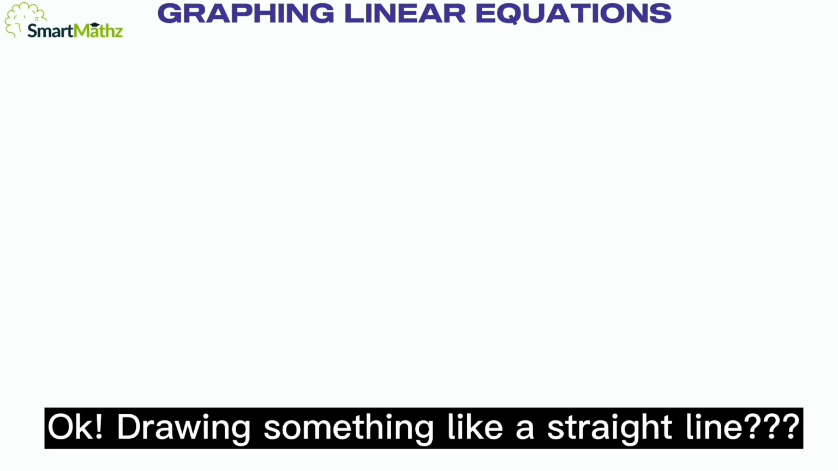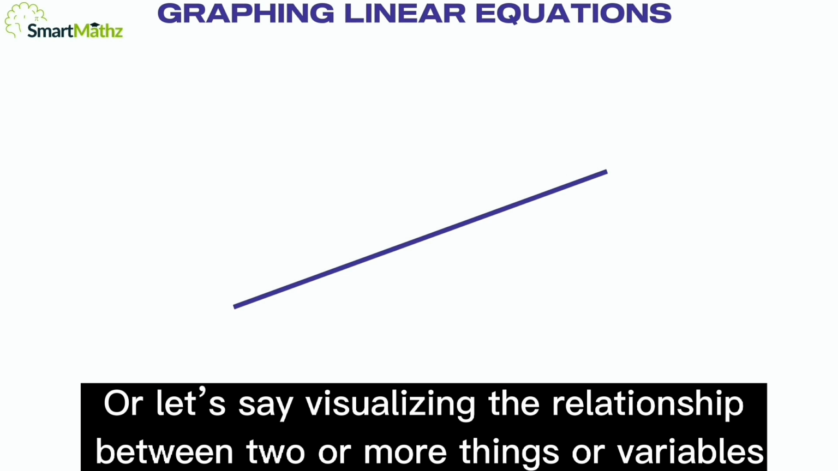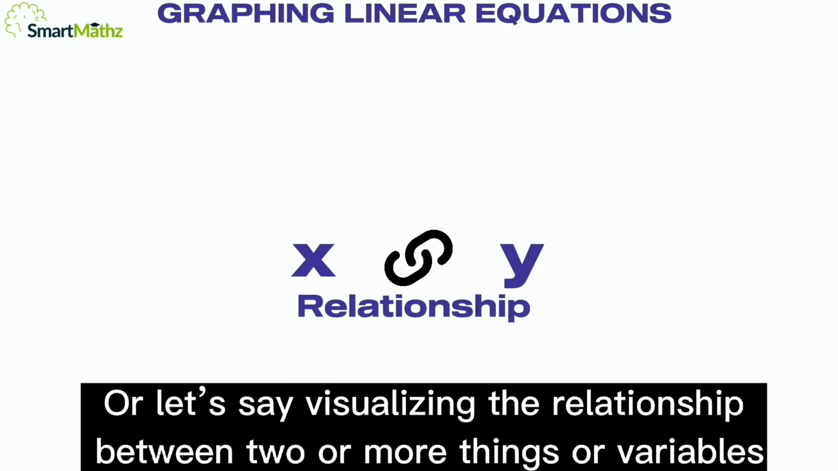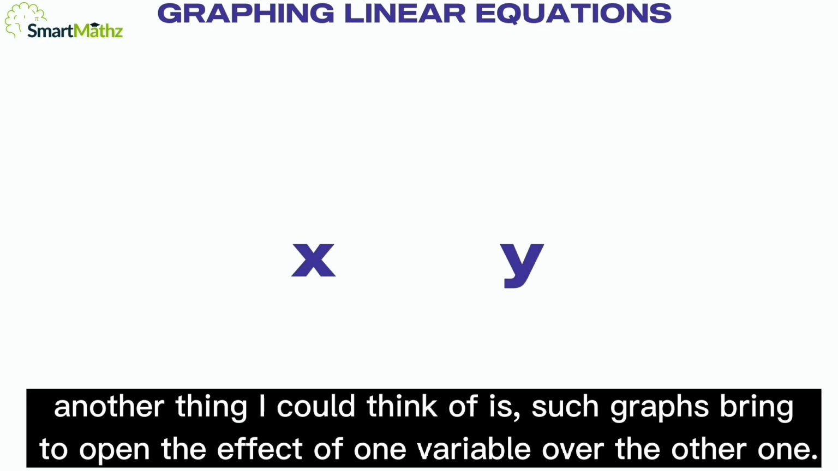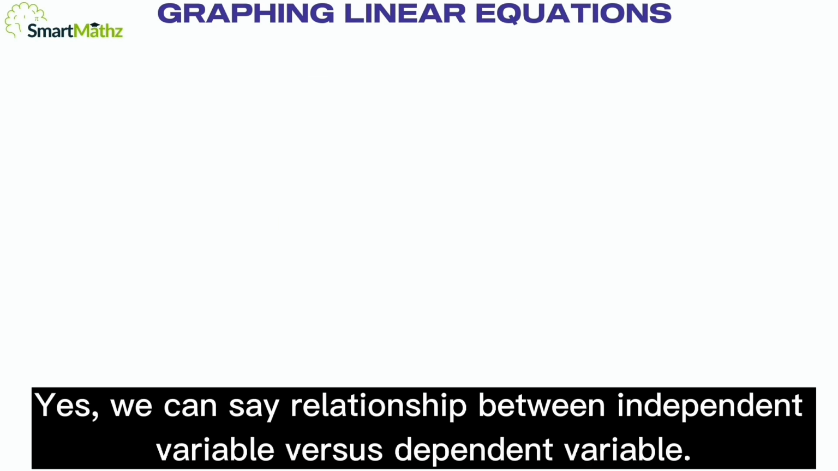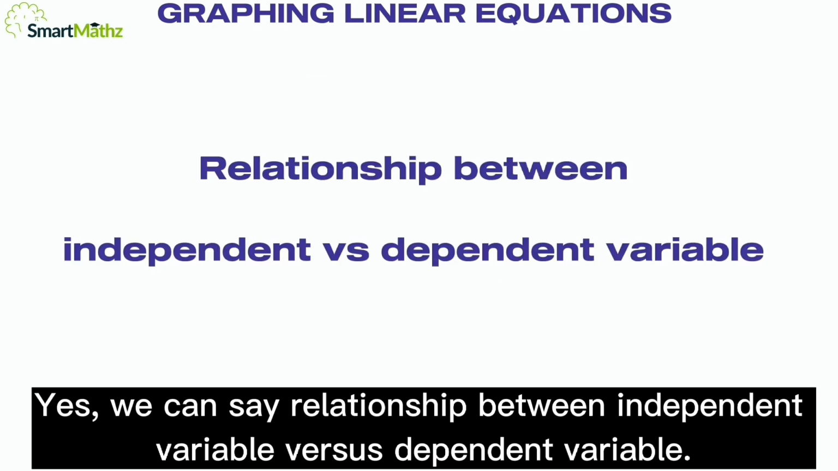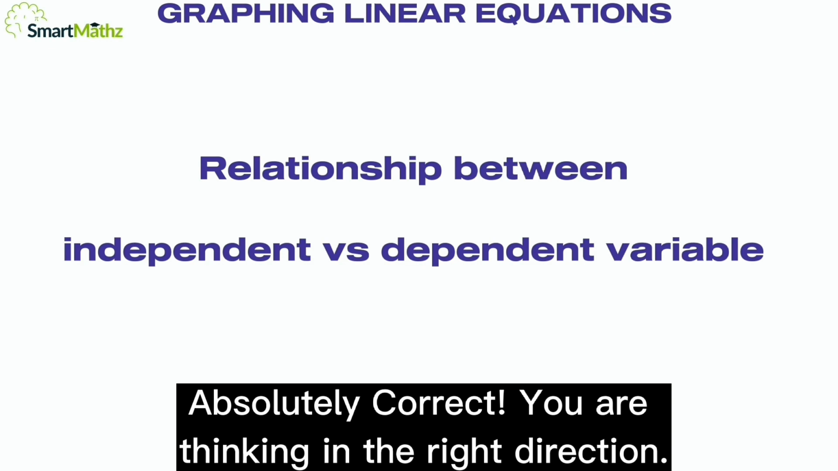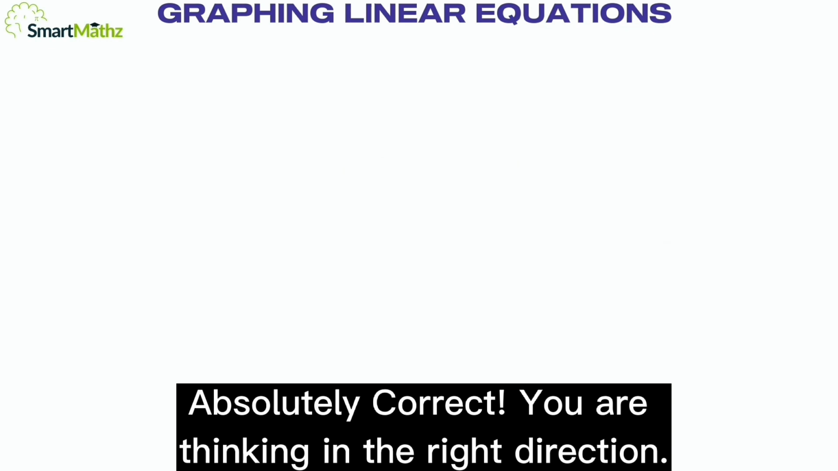Okay, drawing something like a straight line, or let's say visualizing the relationship between two or more things or variables. Another thing I could think of is, such graphs bring out the effect of one variable over the other one. Yes, we can say the relationship between independent variable versus dependent variable. Absolutely correct. You are thinking in the right direction.